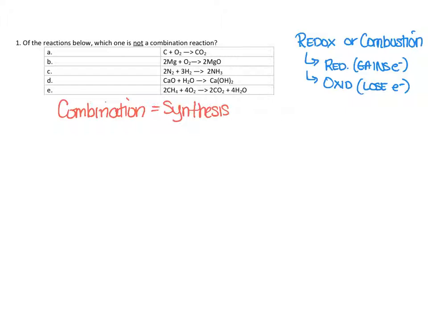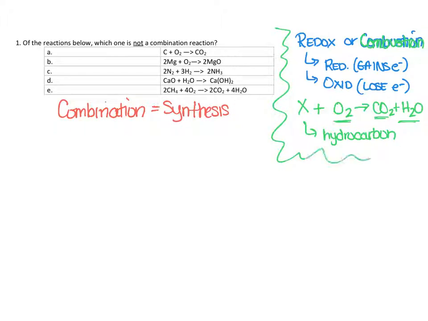That's redox. Now combustion. Combustion reactions, you're looking for something, we'll just call it X, that combines with oxygen to make carbon dioxide and water. And typically that X is some kind of hydrocarbon, which means it's a compound made up of hydrogens and carbons. That isn't necessarily the telltale sign. You're looking more for something reacting with oxygen, making carbon dioxide and water. So for these types of reactions, you are looking at the specific reactants and products.